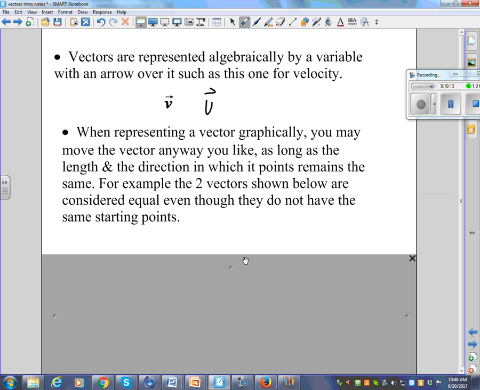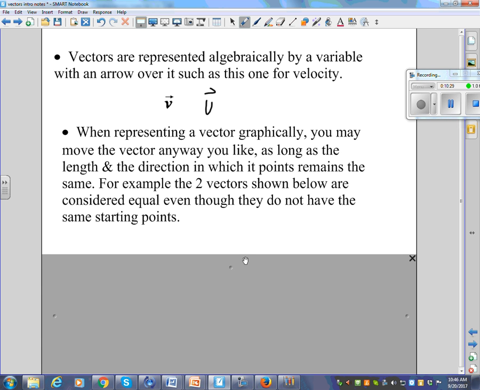Now, the next statement here is kind of self-explanatory. It's almost one of those things that's so simple it doesn't really need to be said, but I need to say it. When representing a vector graphically, you can move the vector anywhere you like as long as the length and the direction which it points remains the same.